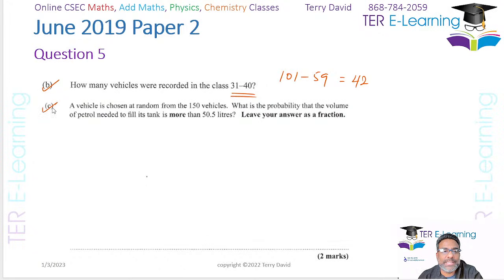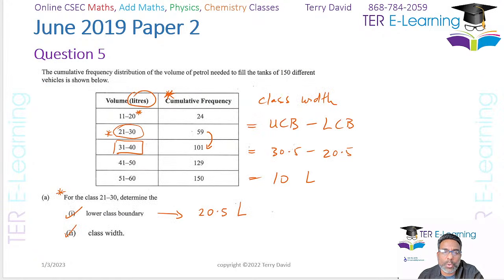The next part, part C, a vehicle is chosen at random from the 150 vehicles. What is the probability that the volume of petrol needed to fill the tank is more than 50.5? And they want me to leave the answer as a fraction. So you're selecting a vehicle at random, and we want to know if it needed more than 50.5 liters. So let's go to the diagram. There's a reason why they said 50.5. 50.5 is actually the upper class boundary for this interval.